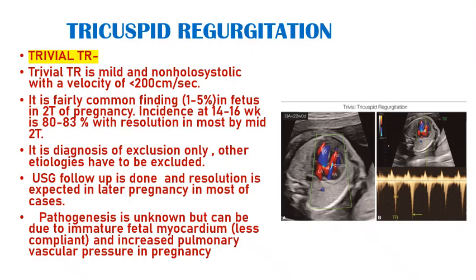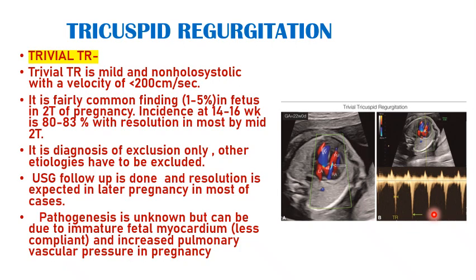There can be trivial tricuspid regurgitation. It is mild and non-holosystolic with velocity of less than 200 cm per second. It is a fairly common finding, around 1 to 5% in fetuses in the second trimester of pregnancy. Incidence at 14 to 16 weeks is around 80 to 83%, with resolution in most by the middle of the second trimester.